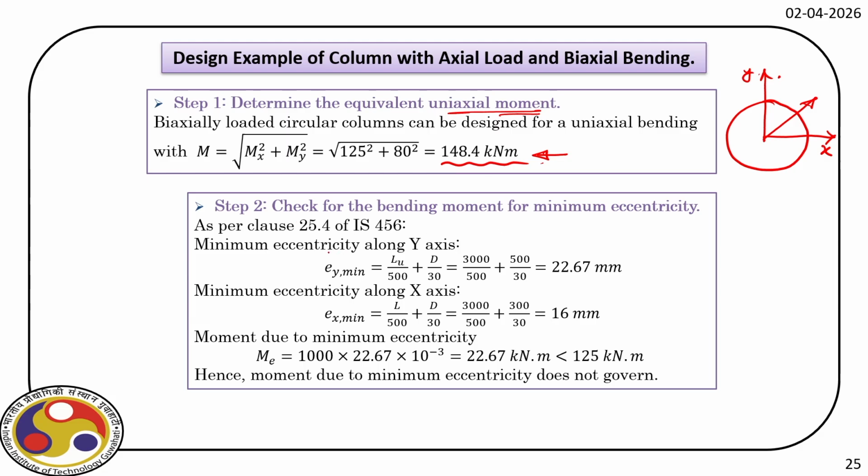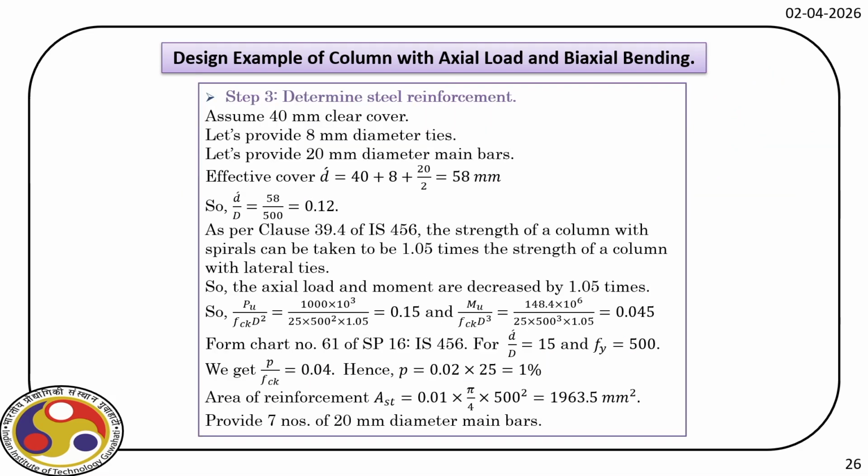Again we have to check for minimum eccentricity. Along Y direction it is 22.67 and X direction it is 16. So moment due to minimum eccentricity is 1000 times the eccentricity, which is 22.67, and then again it is less than the applied moment, right? So you see along X we have this moment, along Y it is 80. So it is less than this moment, and hence moment due to minimum eccentricity doesn't govern.